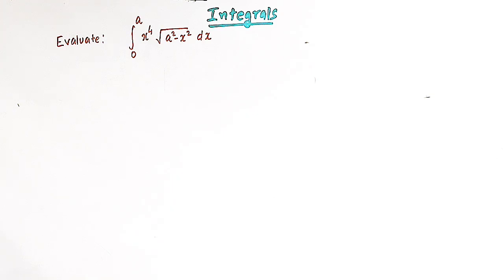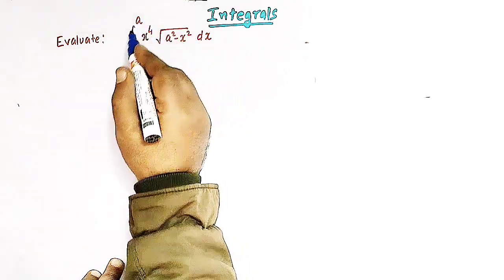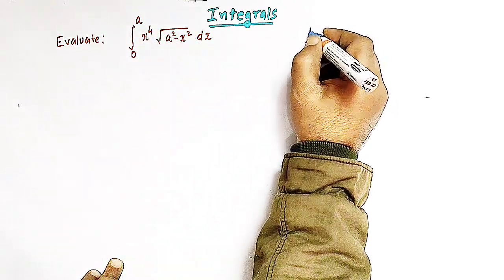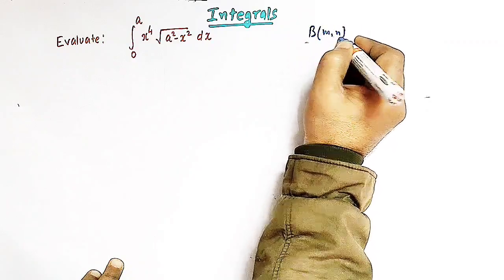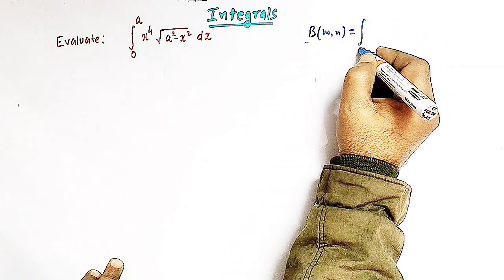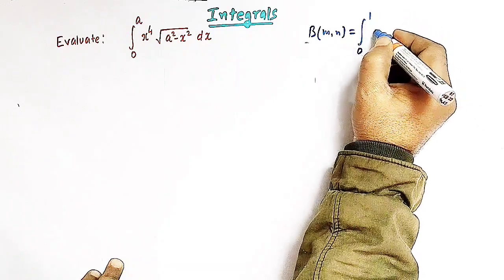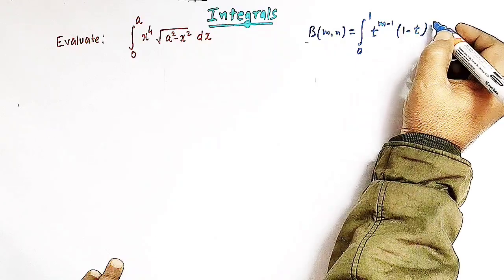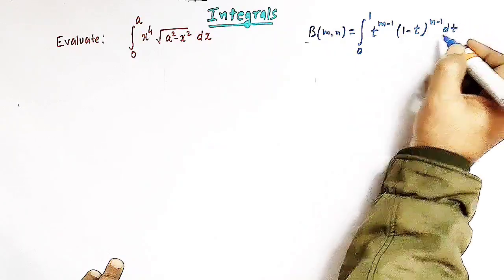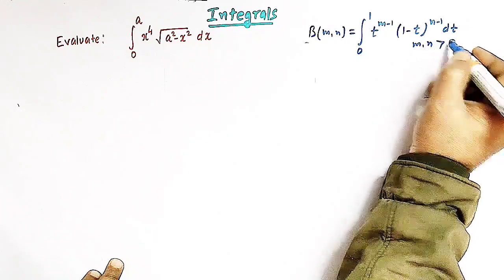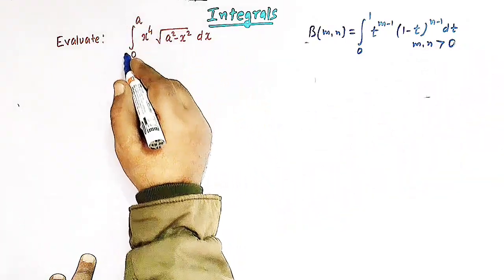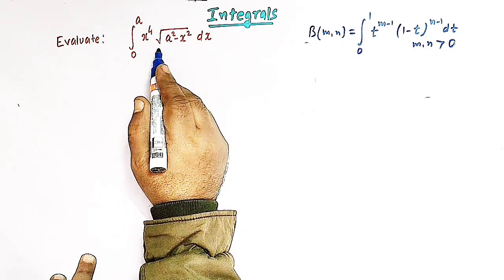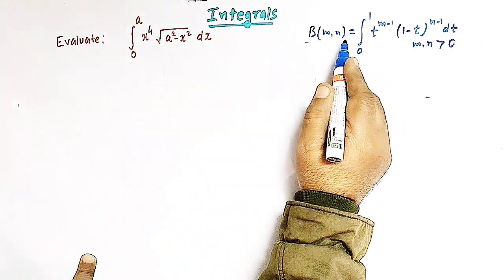And first of all, we'll apply the method of substitution. Right, so applying the method of substitution reduces this integral into the beta function, that is beta m comma n, which is defined by this integral, that is 0 to 1, and we have t raised to m minus 1 and 1 minus t raised to n minus 1 dt, where m and n are greater than 0. Right, so by method of substitution we'll first reduce this integral to the beta function.